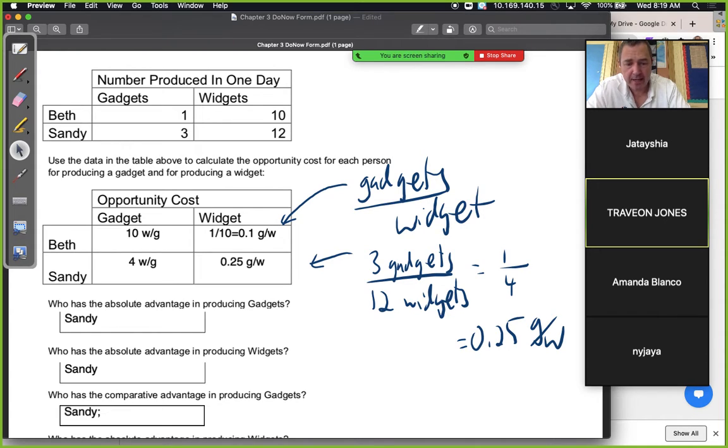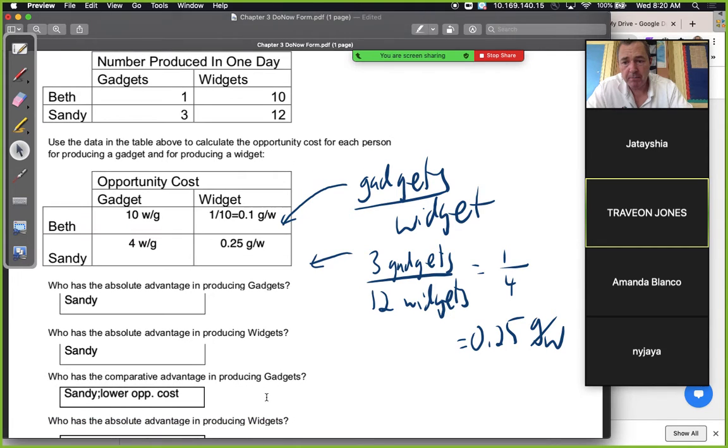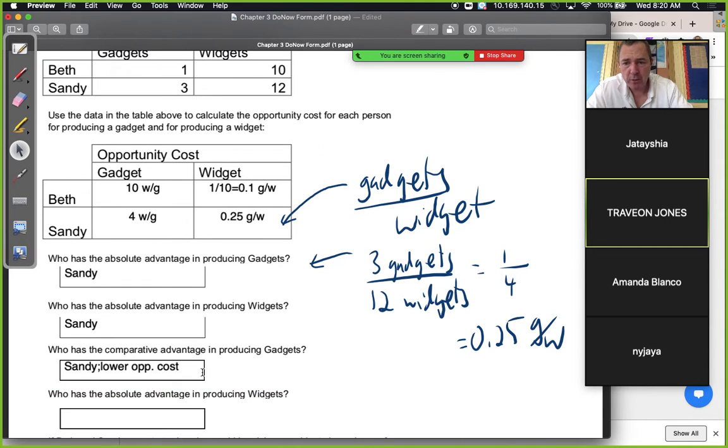Widget. Exactly. And if you want to answer something like that on the classwork, you can just say lower opportunity cost. All right. But I didn't ask you why on this.